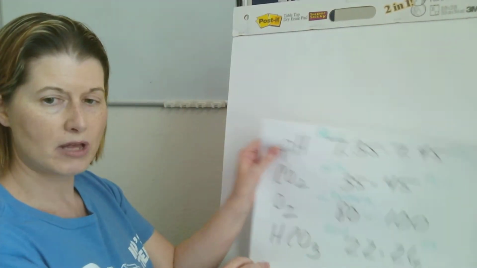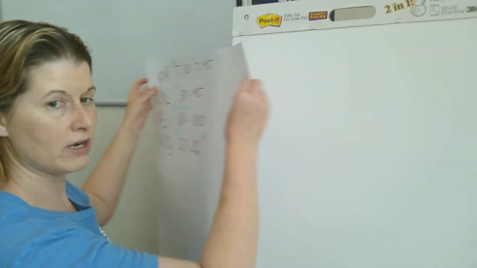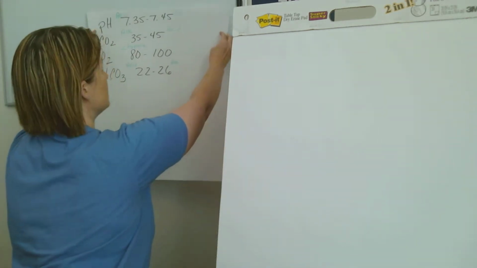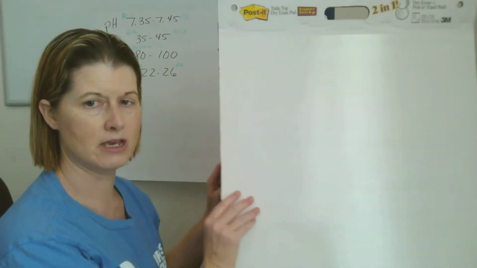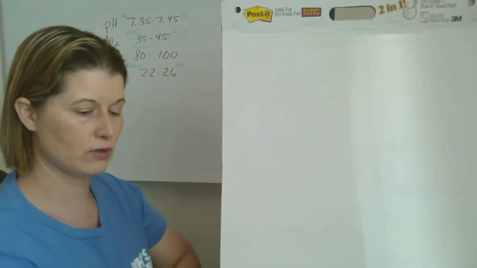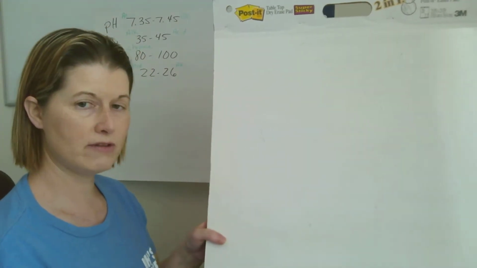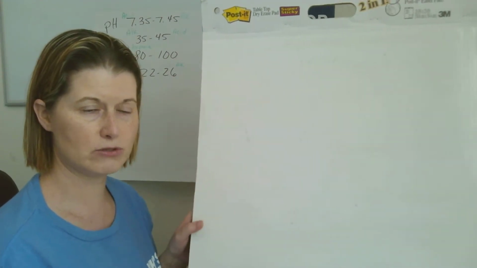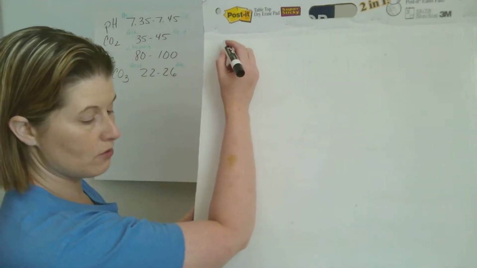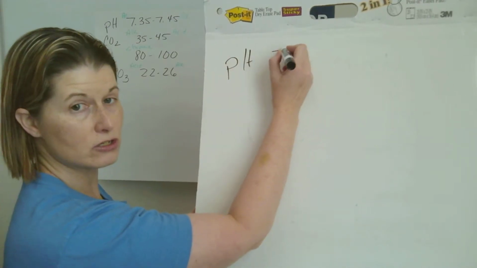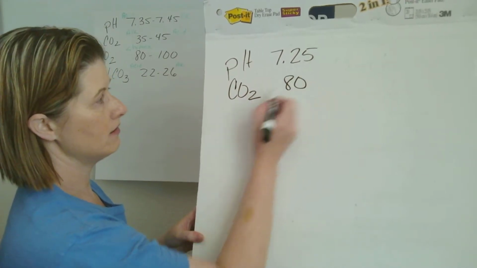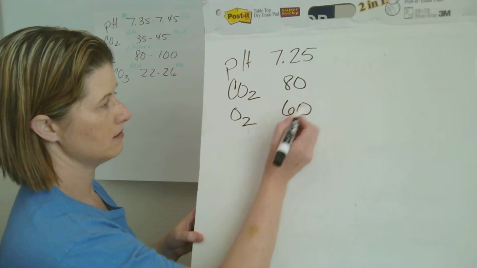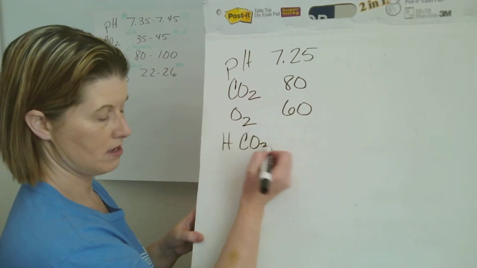So when you're analyzing blood gases, you want to have this up somewhere, written on your paper somewhere, so that you can see it. Okay, if you're taking an exam, you want to write that down on your scratch paper, or if you're taking paper tests, you're going to want to write that down on your test so that you don't get mixed up. Okay, so a couple of examples, and I'm using the things that we see most commonly. So I'm going to give you an example of a pH of 7.25, a CO2 of 80, an O2 of 60, and a bicarb of 30.